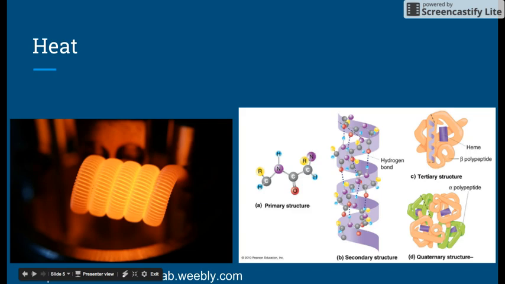Heat is one of the easiest and most common ways to kill pathogens, and it's the reason that we cook our food. Heat denatures the proteins of cells, and denaturing is the process of unfolding proteins so they can't function. No cells can survive without proteins.